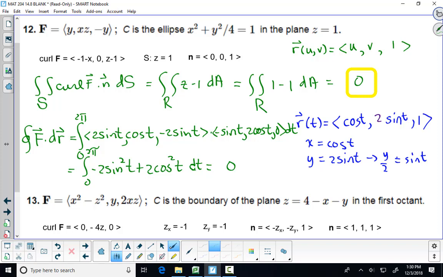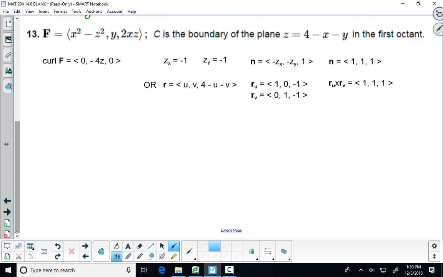Would you get a negative sign? No, it would be a positive sign, because it's cosine squared minus sine squared, which is cosine 2t, and when you integrate cosine, you get sine. You don't get minus sine. But it wouldn't even matter, because it's going to be 0 either way, whether it's negative or positive.